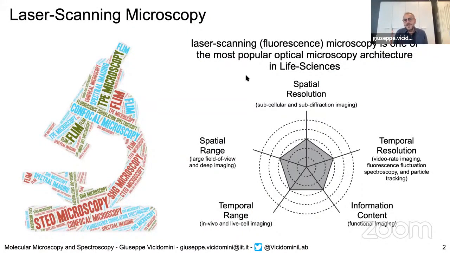And I think that it's not really necessary with this audience to try to convince you that laser scanning microscopy, specifically fluorescent laser microscopy, together with wide field microscopy, is probably the most popular optical microscopy architecture in life science research. The reason for this popularity, in my opinion, came not only from the fact that you can combine laser scanning microscopy with fluorescence, which we know gives you access to molecular specificity and sensitivity during your experiment, but also because you can combine it with a lot of different microscopy techniques.